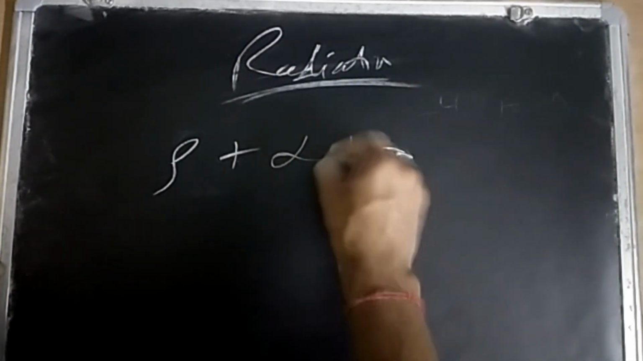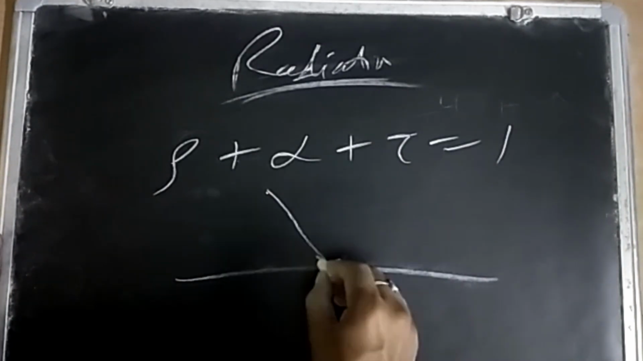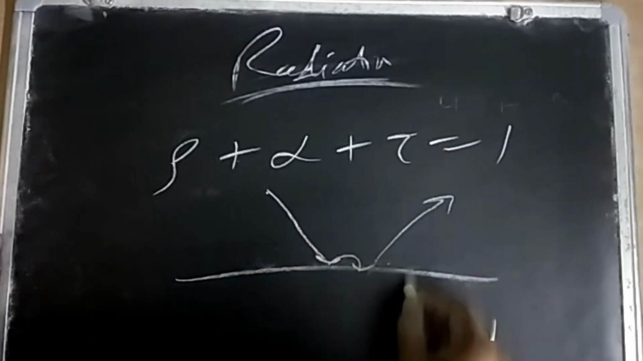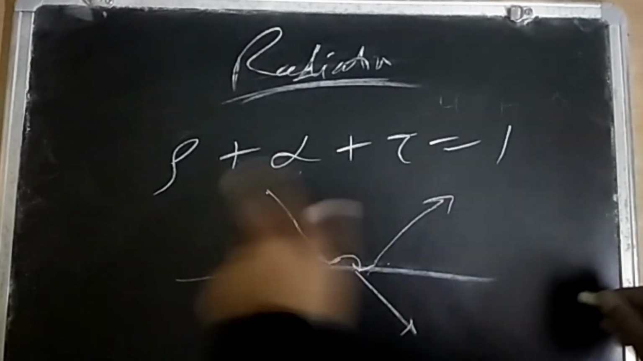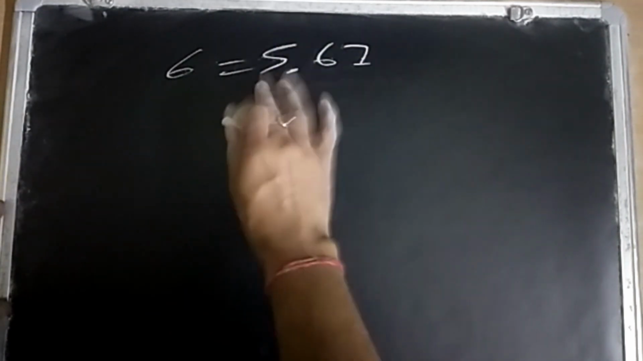And one more thing is that rho plus alpha plus tau equals 1. Let's say some heat is coming here, it can either get absorbed, reflected, or transmitted. These are fractions, and the total is 1, because heat cannot just vanish away; it can either be absorbed, reflected, or transmitted through.